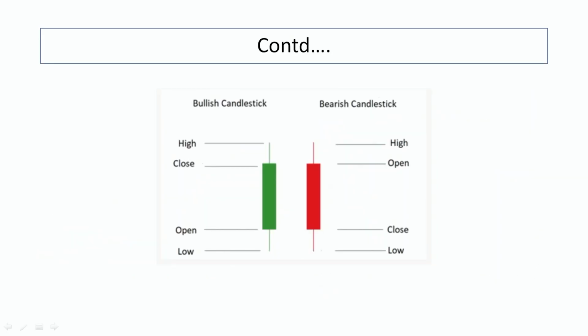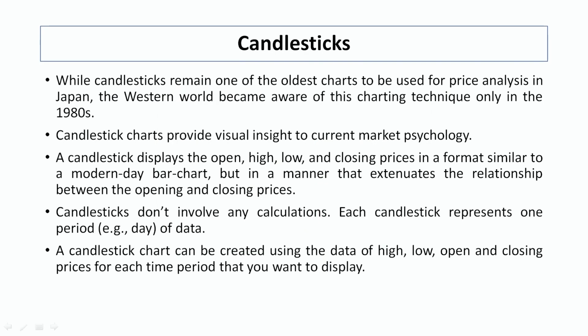With these, which look like candles, there are certain spikes associated with them. If we look at this, this is a candlestick chart. Green is a bullish candlestick, red is a bearish candlestick, and these are the spikes. On the basis of spikes and red and green color, the investor analyzes the market scenario. A candlestick displays the open, high, low and closing prices in a format similar to the modern-day bar chart, but in a manner that accentuates the relationship between opening and closing.